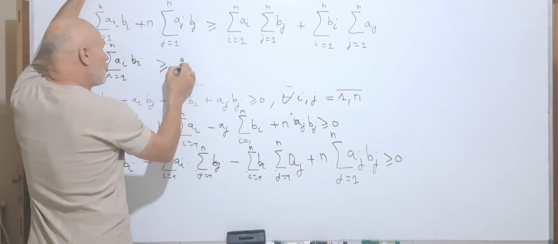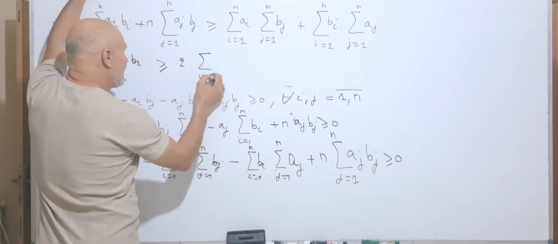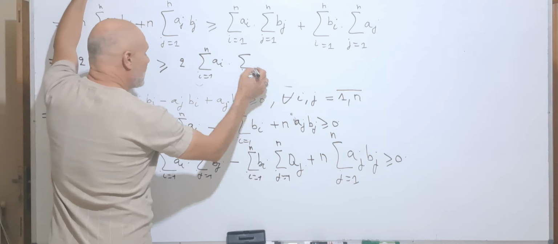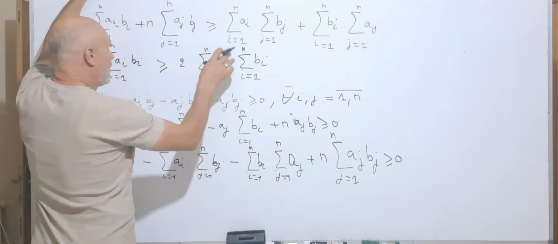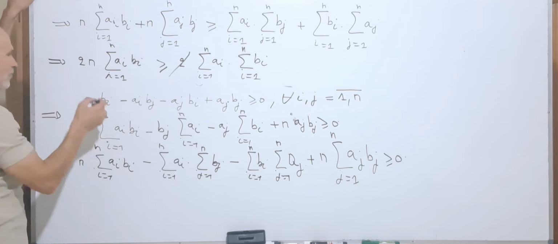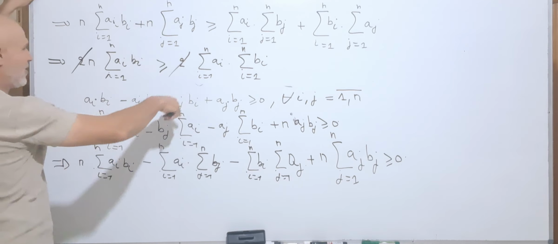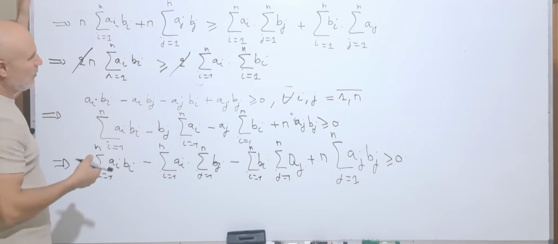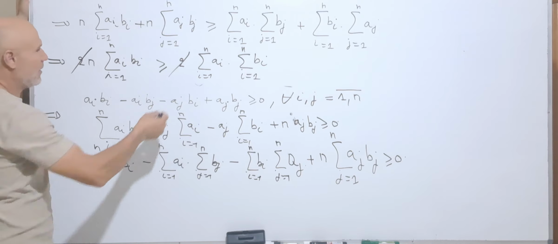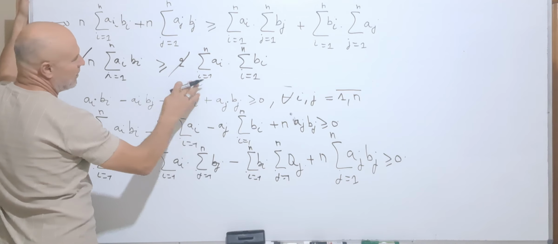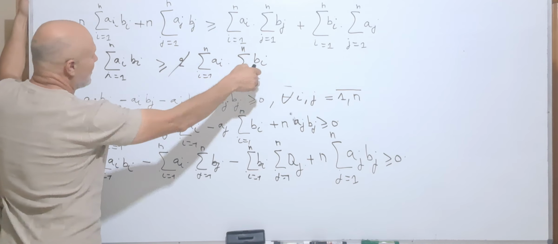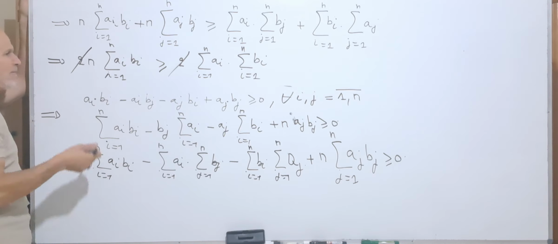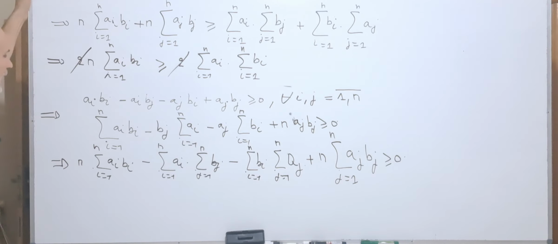This means 2 times the sum from i equal 1 to n of ai times the sum from i equal 1 to n of bi. Here we simplify 2 with 2, and this is exactly the formula that we need to prove. Why? This is a compact form of the sum, and this is a compact form of the sum, and this is a compact form of the product of diagonal elements.